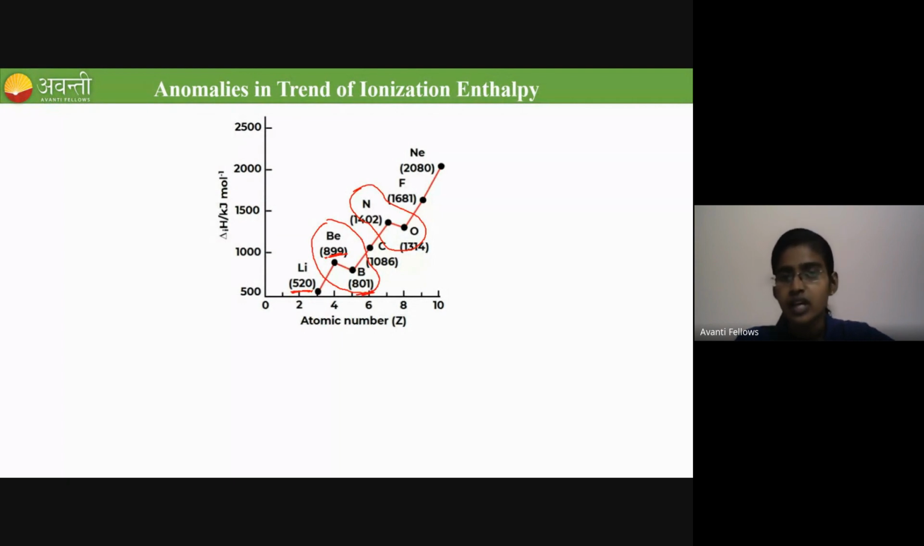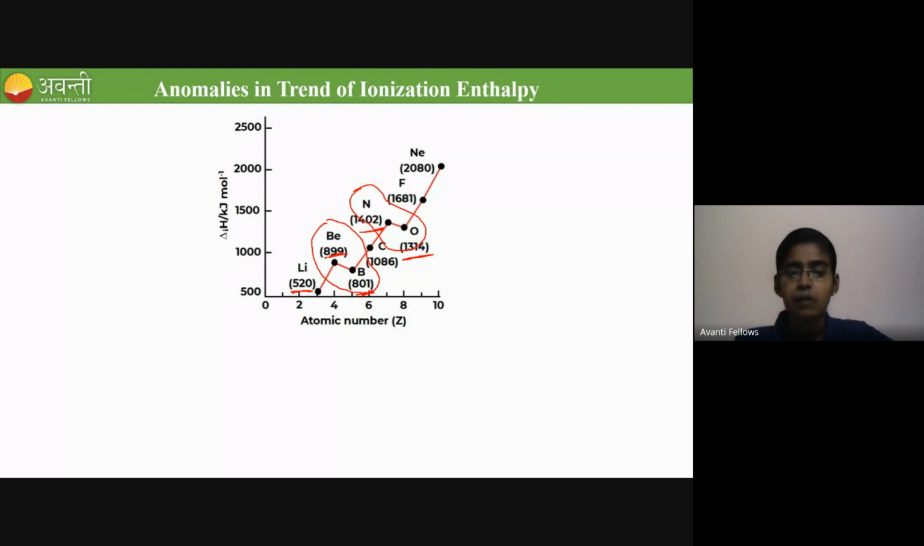In the same way, carbon comes and then nitrogen has 1400. Oxygen should have a higher value than nitrogen, but it is only 1300. So why is there a decrease? Why is there a decrease for these four elements? Why is there some irregularity? First, I will explain beryllium and boron, then I will come to nitrogen and oxygen.